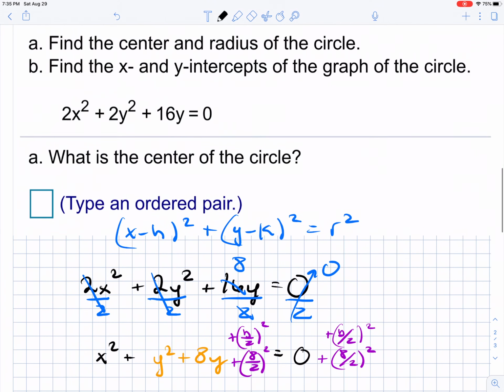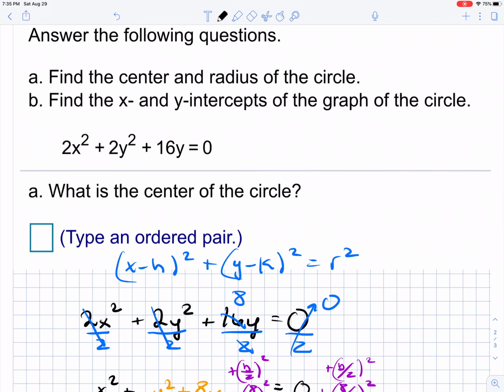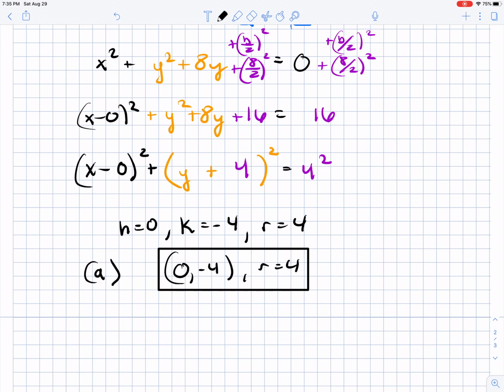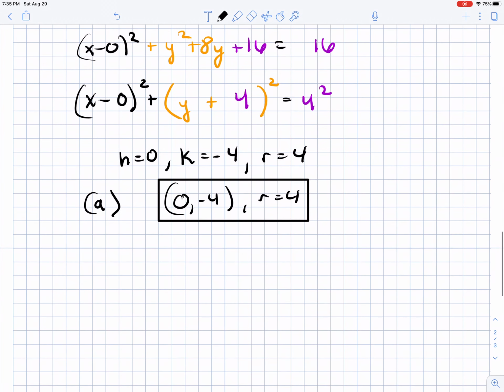Let's see. So the question says find the center and the radius, and then find the x and y intercepts. Okay. So this was part A. And then for the x and y intercepts, so for part B, again, I'm going to pull the equation of the circle that we have.